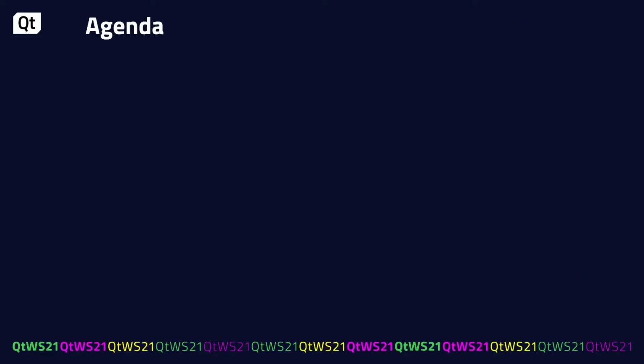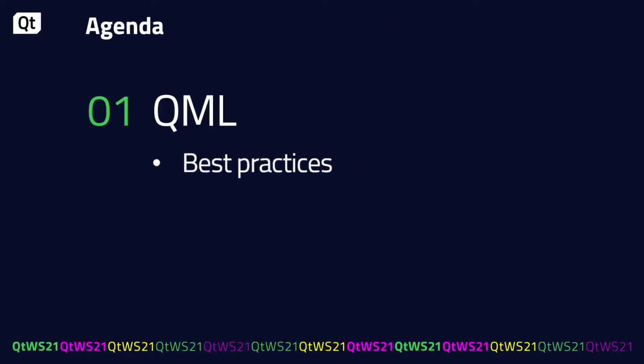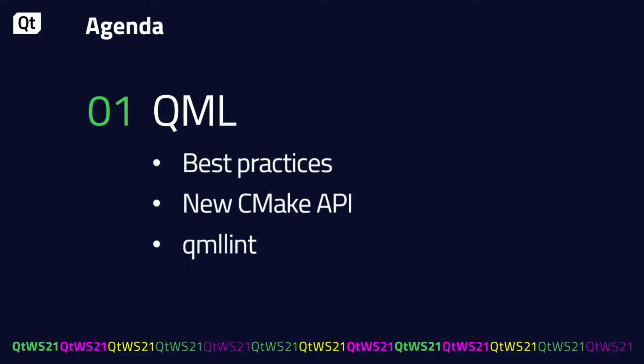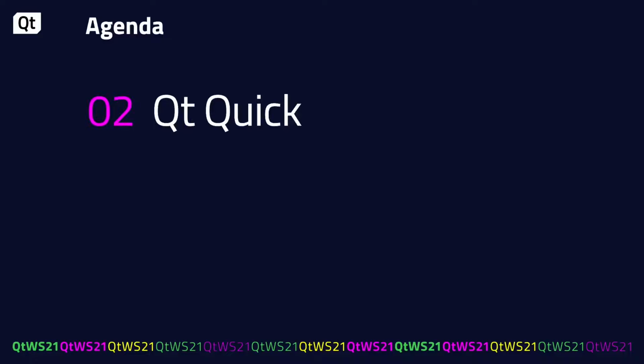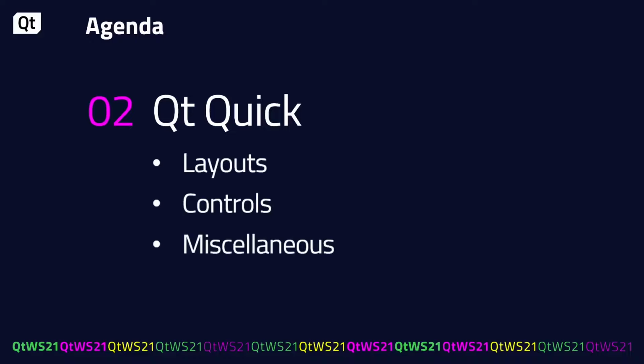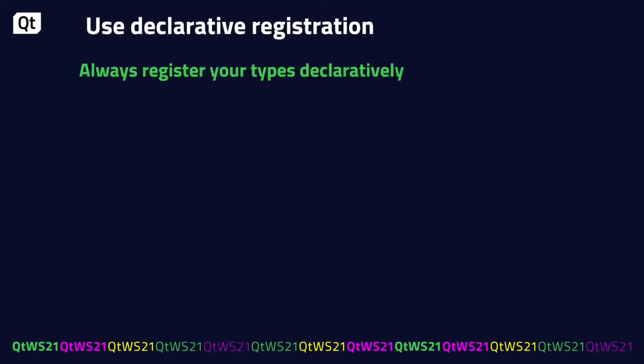First of all, I'll be talking about QML, best practices for the most part. I'll also briefly talk about the new CMake API and qmllint. And I'll be talking about QQuick, specifically layouts, controls, and some miscellaneous tips. All right, let's start off with the QML section first.